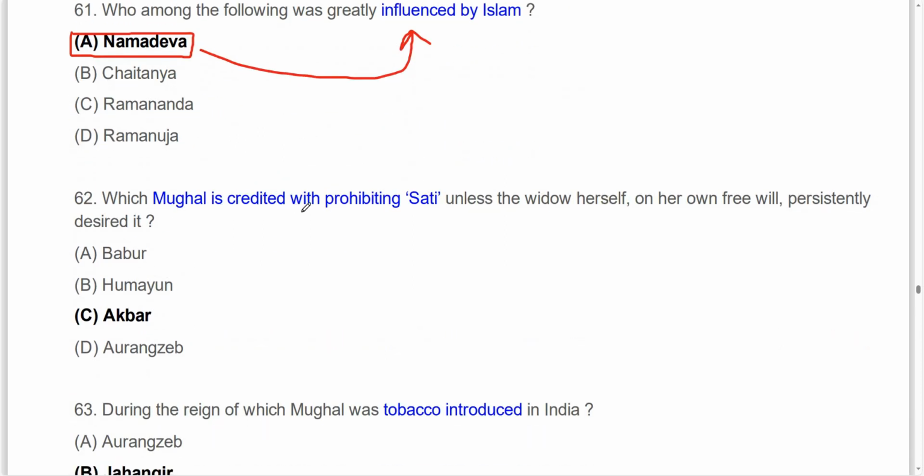Which Mughal is credited with prohibiting sati unless the widow herself, of her own free will, persistently desired it? Akbar did that. He abolished the practice of sati.